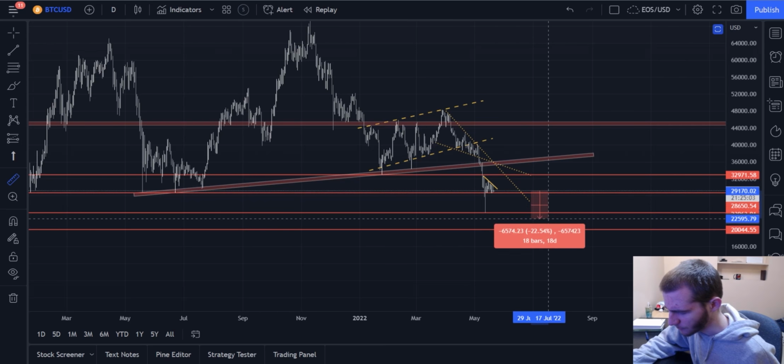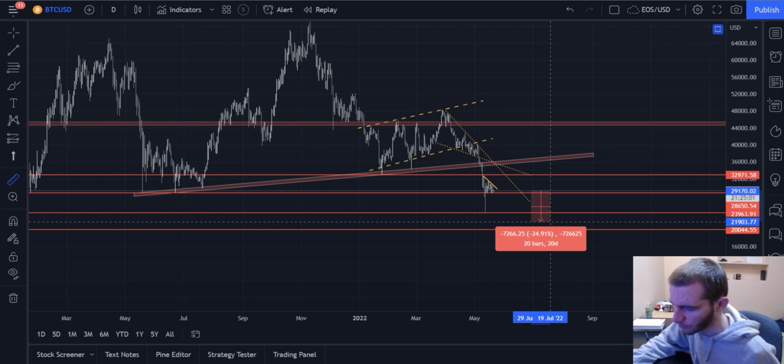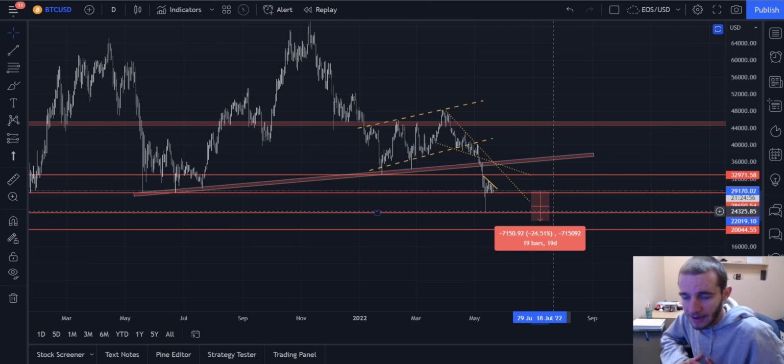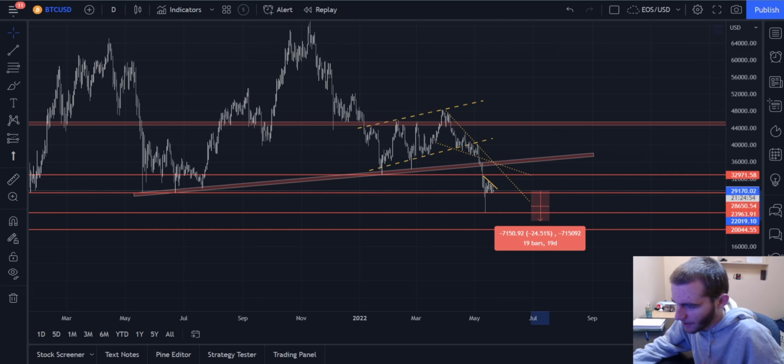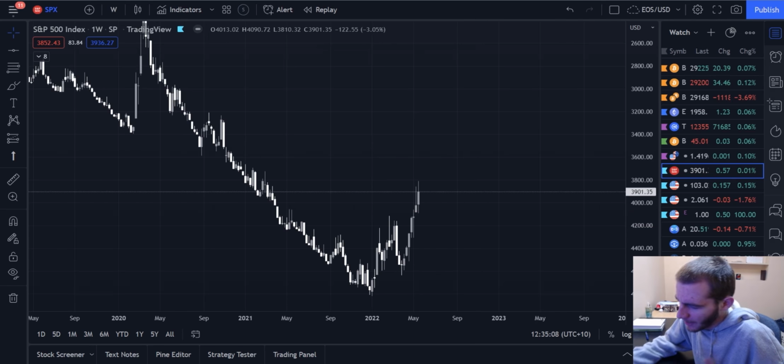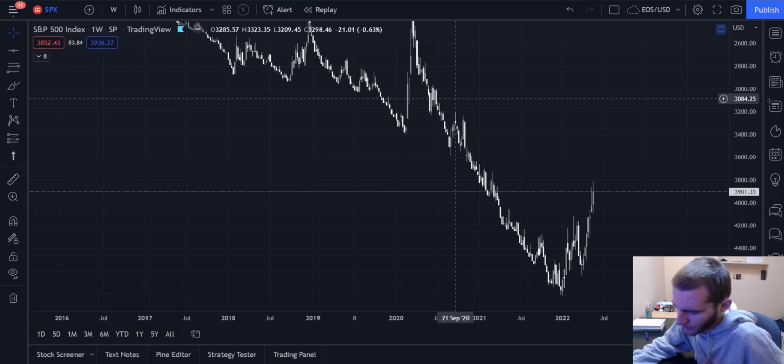That would be taking us downwards towards that 22K region, which of course is where the 200-week SMA is. So it all kind of adds up, and inverting these charts is the perfect way to make it add up and to understand that. Now, an interesting thing as well is this is the S&P 500. This is the last thing we're going to be looking at in this video.